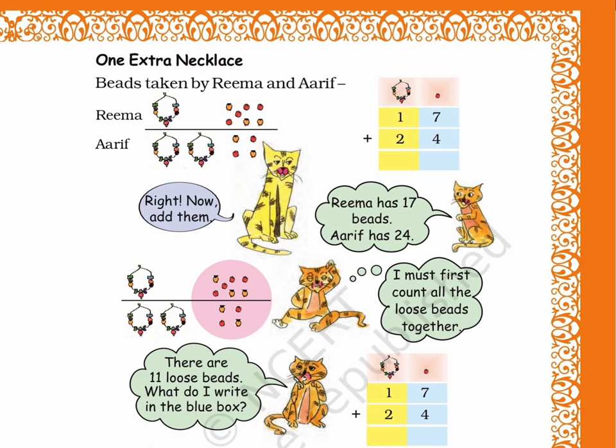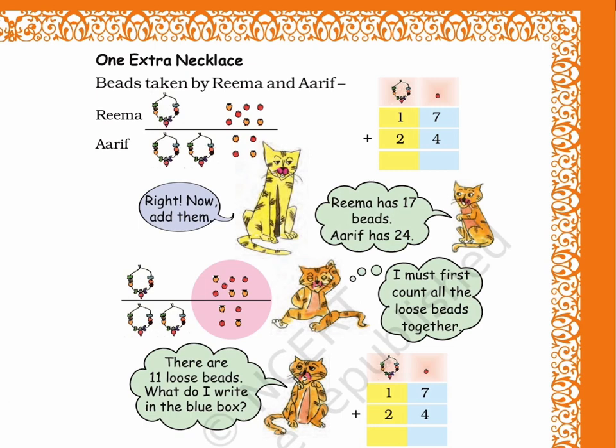Row 1, column 1 in yellow color has necklace of 10 beads. Column 2 in blue color has single bead. Row 2, column 1, number 1 is written. Column 2, number 7 is written. Row 3, column 1, number 2 is written. Column 2, number 4 is written, and there is plus sign in front of number 2. Row 4, both the columns have empty spaces for writing answers.